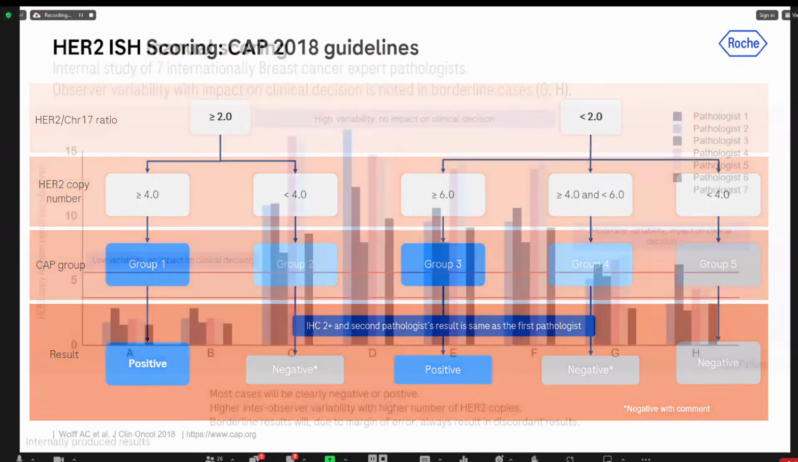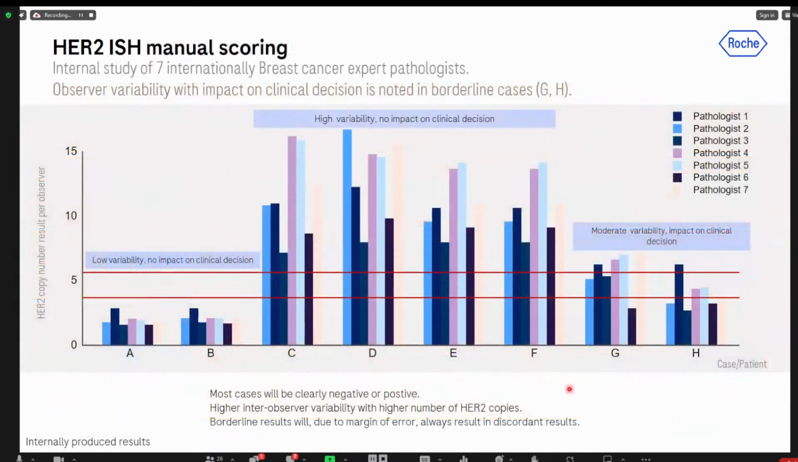When it comes to clusters, this was another internal study that we made where we asked 7 pathologists. These are international pathologists from different countries, and many of them involved in writing the clinical guidelines and research. So they're very, very experienced in HER2-ISH interpretation. And we asked them to score the same cases on a digitalized screen, so they all saw the same cases, and we asked them to give us their scores.